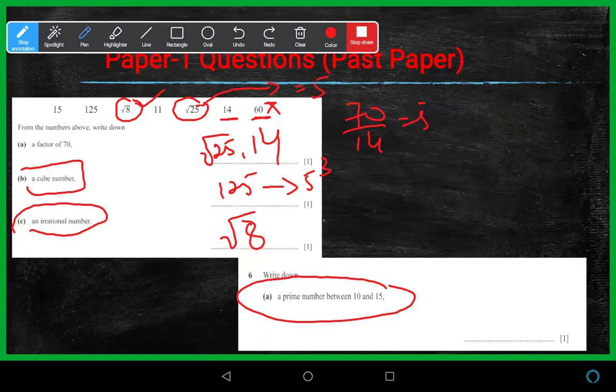Now, prime numbers between 10 and 15. The prime numbers between 10 and 15 are 11 and 13. So that's it. I hope you understand all the questions I've solved in this video.